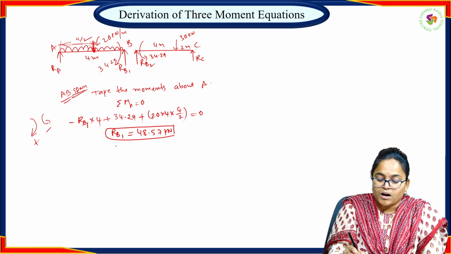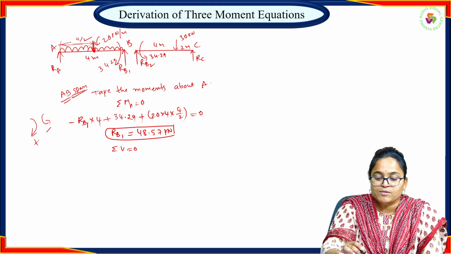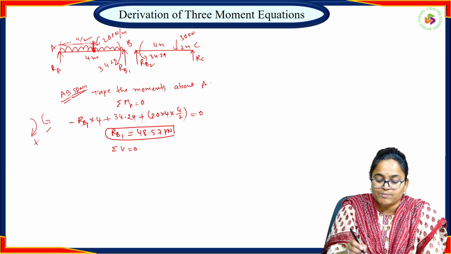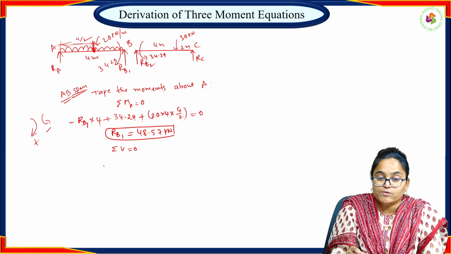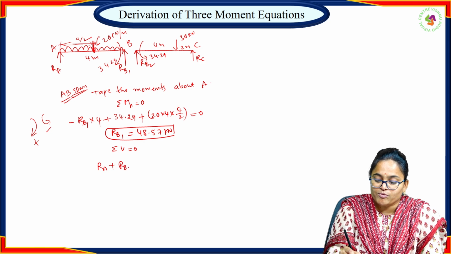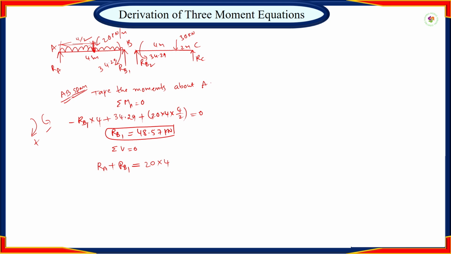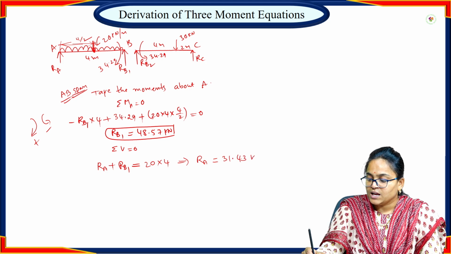Now from equilibrium condition of vertical forces, that is sum of all the vertical forces equal to 0, we can write RA and RB1 are acting upwards. So these two are positive and applied force as negative. So we can write RA plus RB1 is equal to, upward forces are positive, downward forces are negative, so convert this UDL load into point load. So that is 20 into length of UDL. So from this we can find out RA, that is RA is equal to 31.43 kilonewtons.